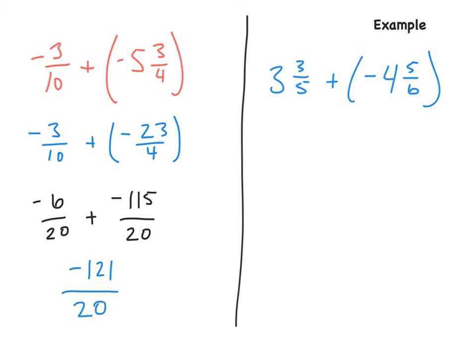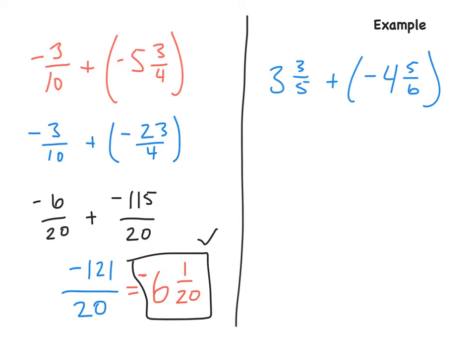So we need to simplify this and make it into a mixed number. So think, how many times does 20 go into 121? So 20 times 6 is equal to 120, with 1 left over. So it would be 6, and 1 left over of 1/20. And also remember, it's a negative, so it's -6 and 1/20. And this is your final answer.